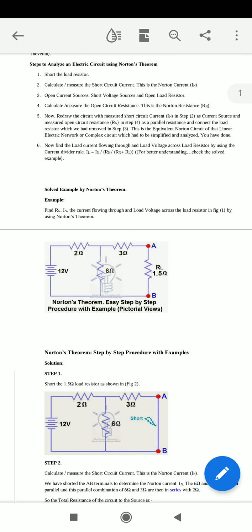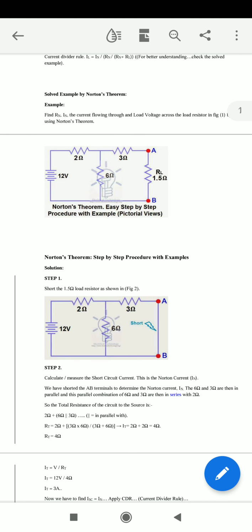Now it is easy to understand by using this solved example. In our example, they are asking to find RN, IN, the current flowing through, and the load voltage across the load resistor in figure 1 by using Norton's theorem. In this problem, we have 4 resistances. One is the load resistance, connected between points A and B, 1.5 ohm.